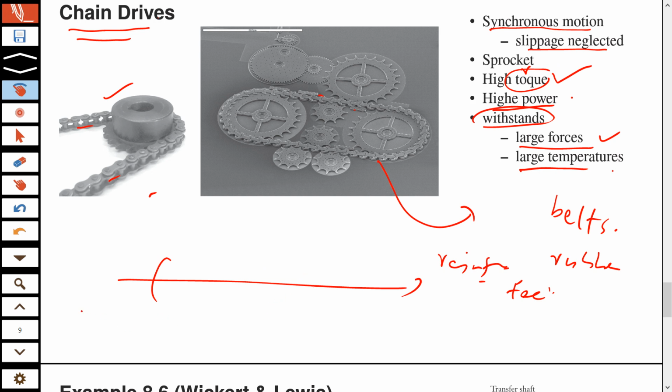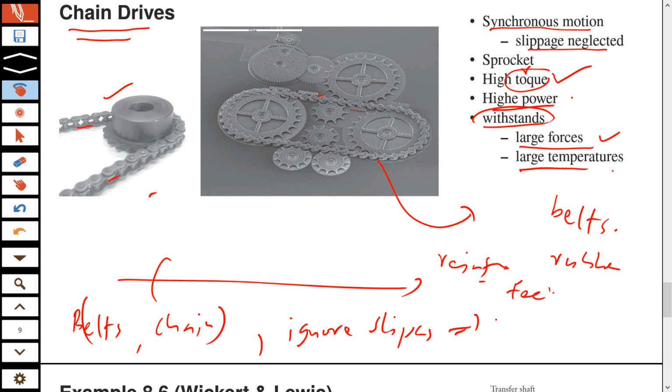Anyway, whether you are dealing with belts or chain drives, if you ignore slippage you can assume synchronous motion. And when you assume synchronous motion, you have all the properties of gears. What was the property of gears? That the linear translational velocity for the pinion must be equal to that for the gear, and same for the force. Force must be equal to force of the gear.